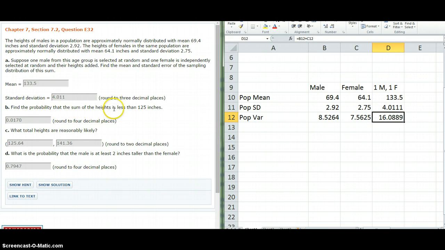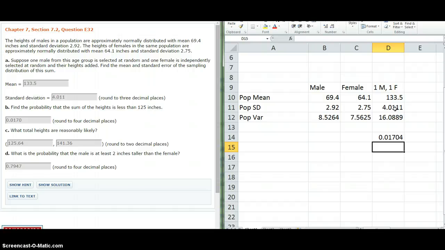Okay, find the probability that the sum of the heights is less than 125 inches. So we know now that we're looking at this group where the mean is 133 and we have a standard deviation. So let's use our concept of the z-score by taking the normal distribution and taking the x value, so that 125 is the specific number we're interested in, the mean, which is right here, and the standard deviation, which is right here. We do want cumulative, and we get 0.0170.